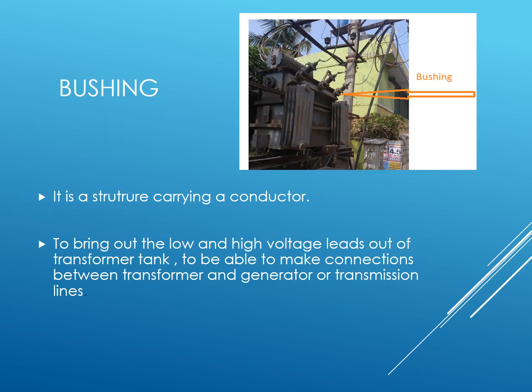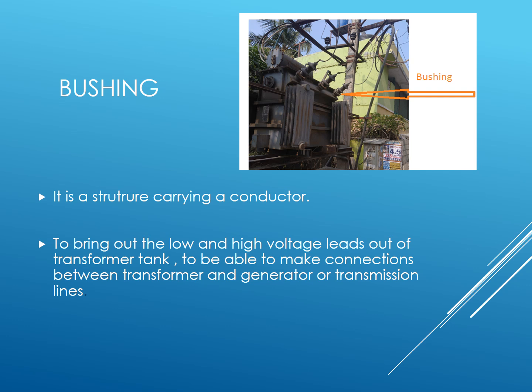Bushings. A bushing is a structure carrying a conductor to pass safely. It is also used to bring the low and high voltage leads out of the transformer tank to make connections between the transformer and the generator or to the transmission lines.